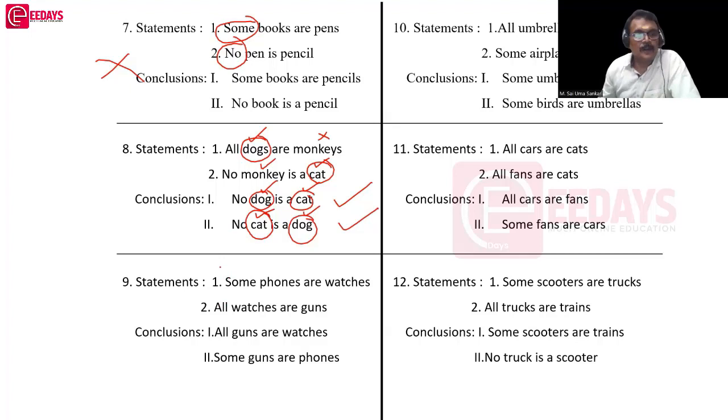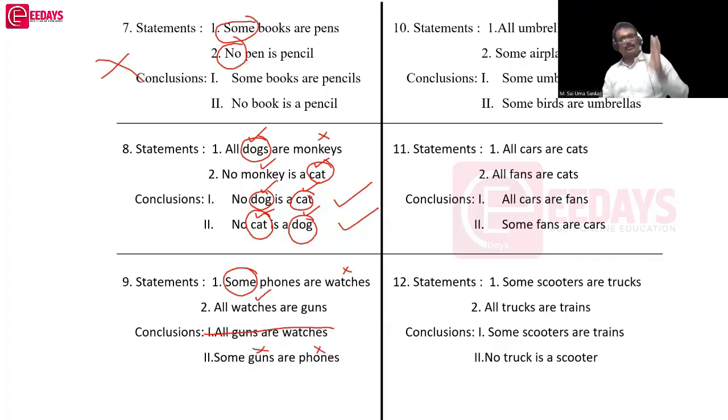Right? Now go to the ninth one. Here, one of these statements is particular. The conclusion must be particular. So strike off the first one. No need to check. Mediate inference only. What is the middle term? Watches is distributed. Right. Next, some guns are phones.